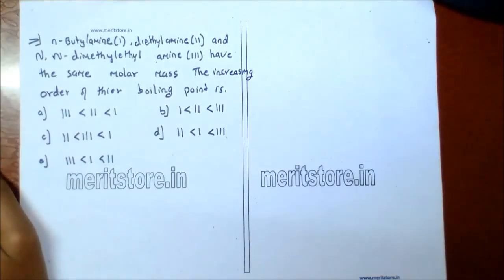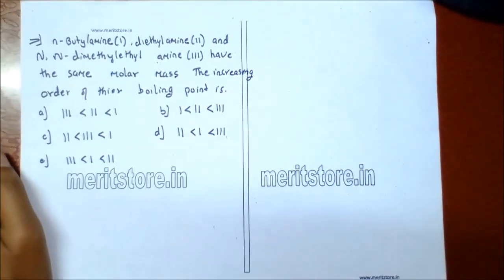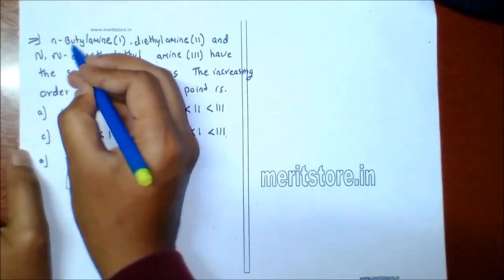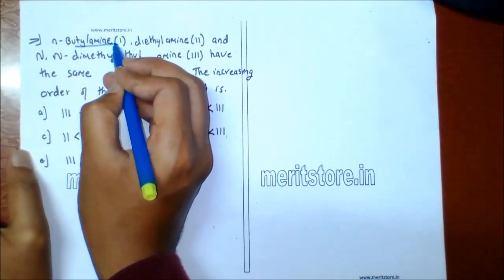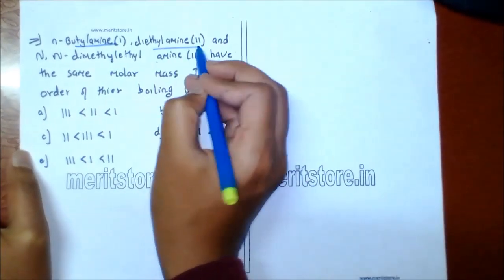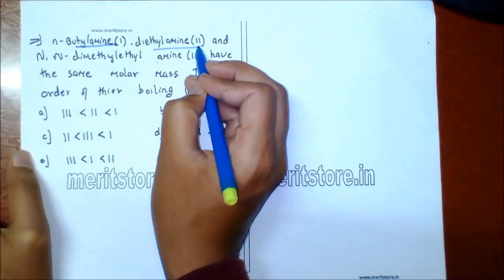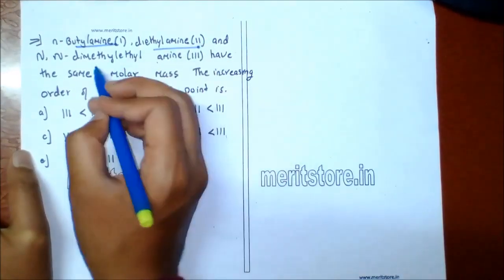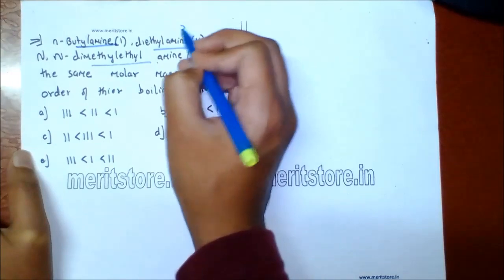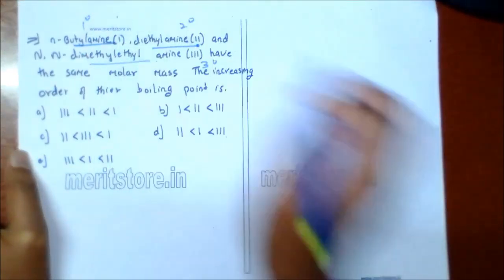N-butylamine, diethylamine and N,N-dimethylethylamine have the same molar mass. The increasing order of their boiling point is: so the primary amine is N-butylamine, secondary amine is diethylamine, and tertiary is ethyldimethylamine. This is tertiary, secondary and primary.